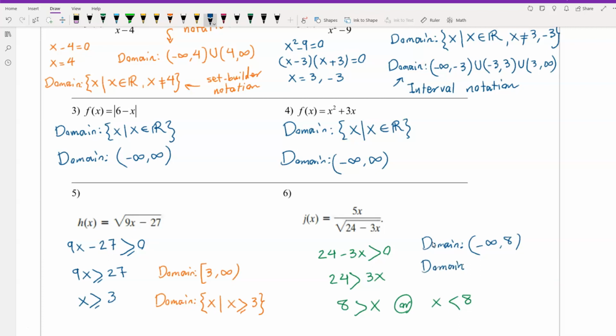Or writing this way, domain is the set x such that x less than 8.